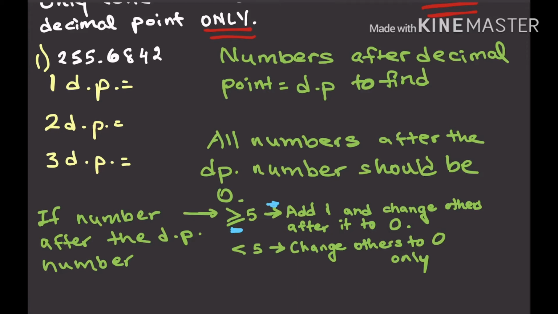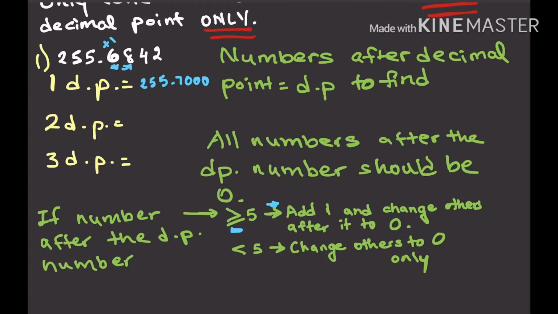That means if you have this, we're looking at the 6, and the number after it is 8, which is greater than 5. So we add 1 to the 6 and change all other numbers to 0. So by right, this would become 0.7000, right? Because we've added 1 to the 6 because the 8 is greater than 5.